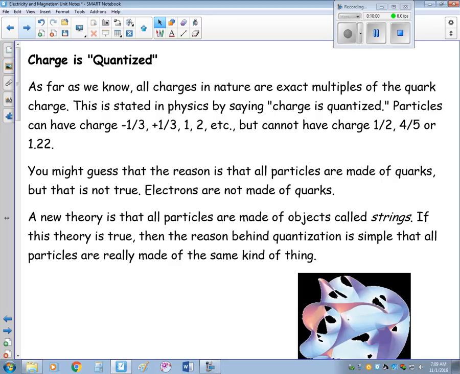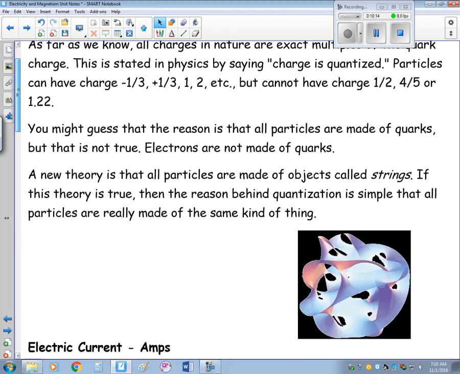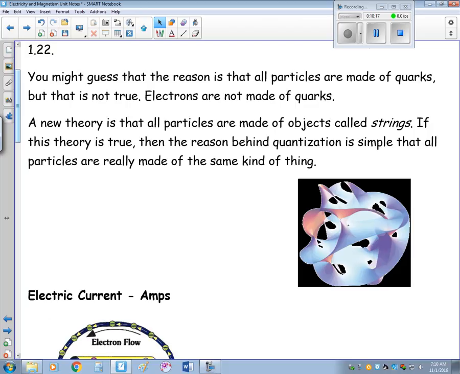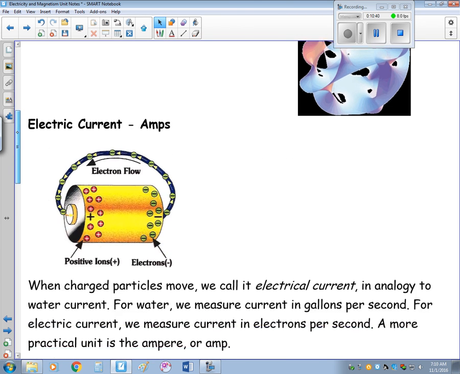So you might guess that the reason is that all particles are made of quarks, and that's a very reasonable assumption. However, electrons are not made of quarks. So there are a whole bunch of particles out there, some are pretty exotic. The new theory is that all particles are made up of objects called strings. So if this theory is true, then the reason behind quantization is simple. It's that all particles are really made of the same kind of stuff. So that's getting a little deep. So let's bring it back a little bit.